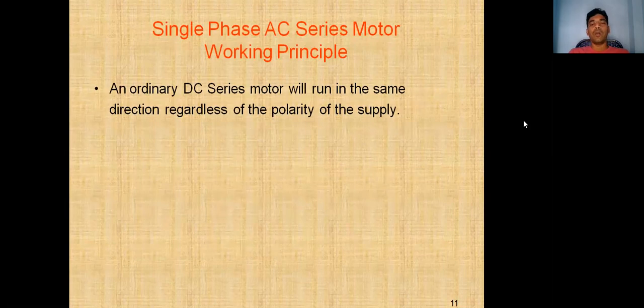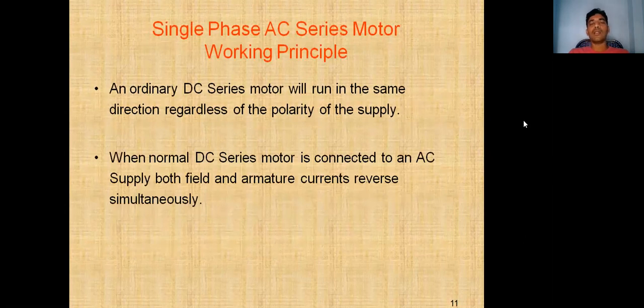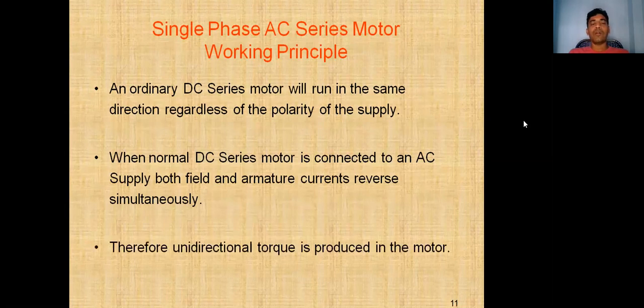An ordinary DC series motor will run in the same direction regardless of the polarity of the supply. When a normal DC series motor is connected to AC supply, both field and armature currents reverse simultaneously. Therefore, unidirectional torque is produced in the motor.